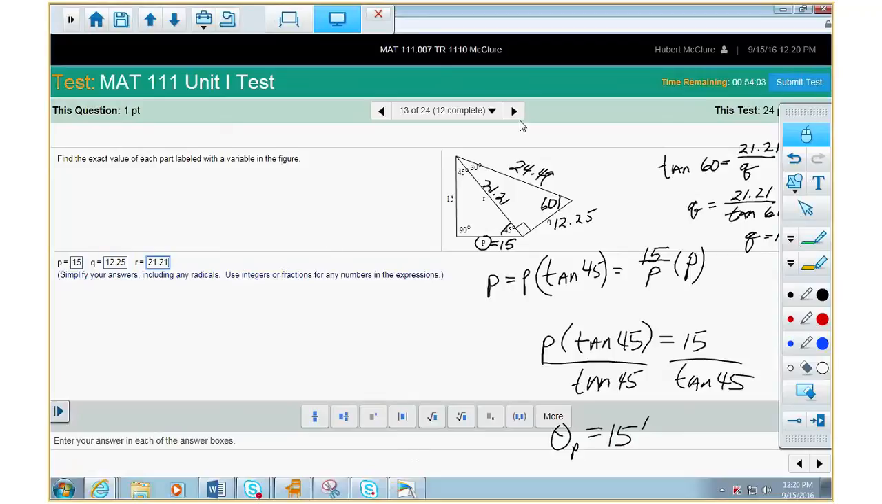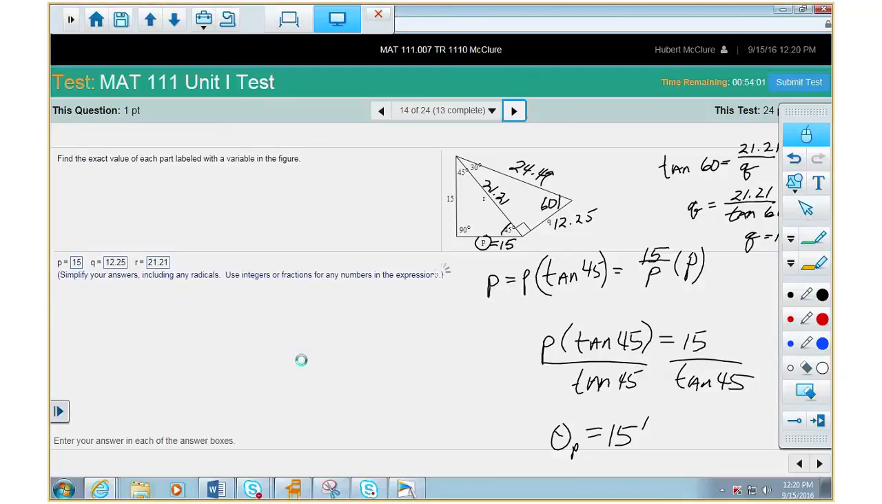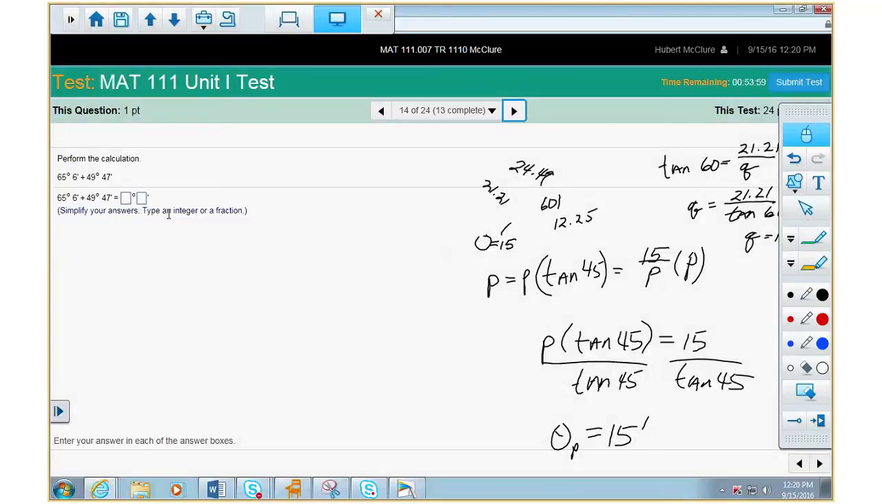Okay, next. Okay, 65 plus 49, dang old. 114, 53. Y'all check.